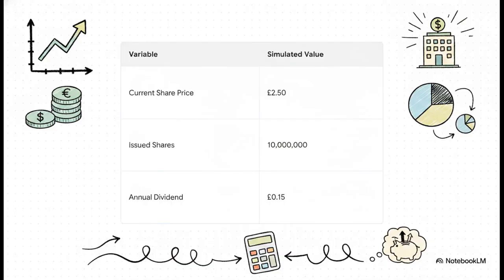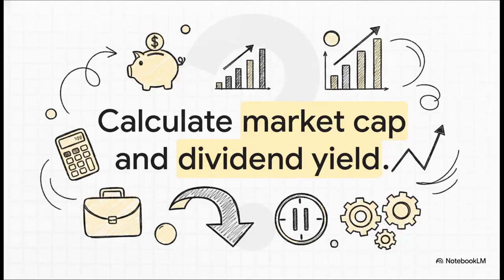To really bring this to life, let's look at some simulated company data containing exactly the variables you need for these calculations. Let's say we have a current share price of £2.50. There are 10 million issued shares, and the annual dividend per share sits at 0.15. Now, put your AO2 application skills to the test by extracting the right numbers from those figures and applying the formulas. Pause the explainer now and complete task 3.